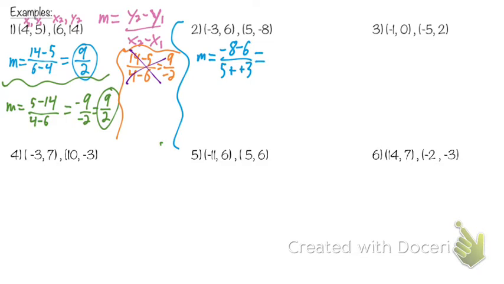Now, what is negative 8 minus 6? Negative 14. And what's 5 plus 3? 8. Okay, and negative 14 over 8, does that reduce? Negative 7 over 4. Now, does it matter whether the negative is on top or on bottom or out in front? No. It super does not. And that's our answer.